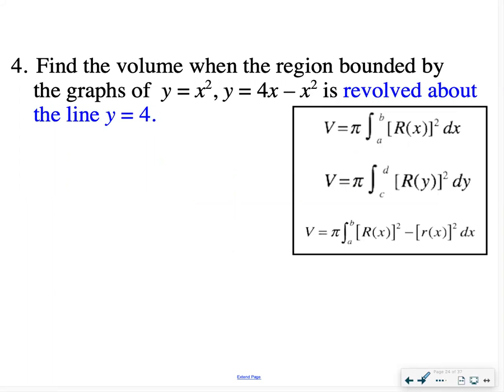Okay, so let's do this one. Now we're revolving around a line y = 4. We're not revolving it around an axis, about an x or y axis.